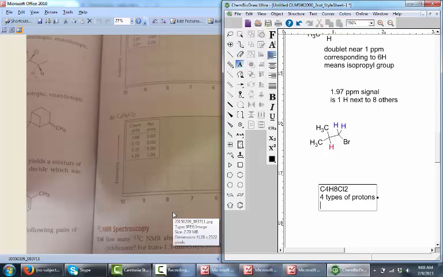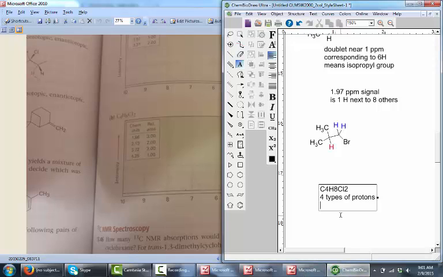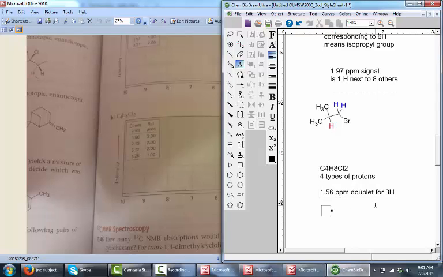And now let's see if we can figure out the structure of this molecule. So again, I have a doublet at 1.56 ppm, that corresponds to 3 protons. So let's go through each signal now. 1.56 ppm, doublet for 3 H's. Okay, so that means that that's probably a CH3 next to a CH. Okay, let's start with that information.